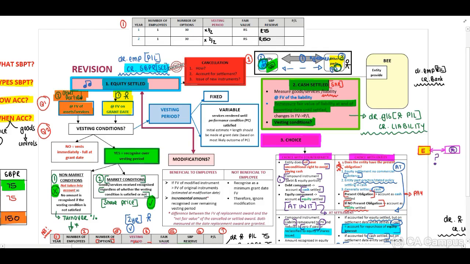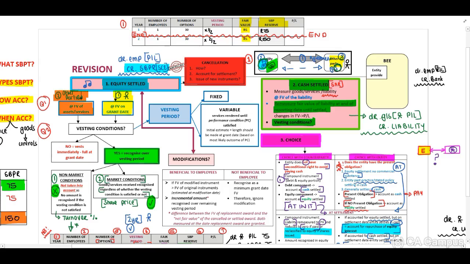Number one, in this basic example again, we have one employee, 30 options, 2 years vesting period. The fair value at grant date is R5. This is a share-based payment transaction, which we have identified to be equity settled. And they indicate to us at the end of year one, the agreement will be cancelled. Now, the rule indicates to us that we now need to recognize for an accelerated vesting. Therefore, we need to recognize the unrecognized amount at the end of year one.